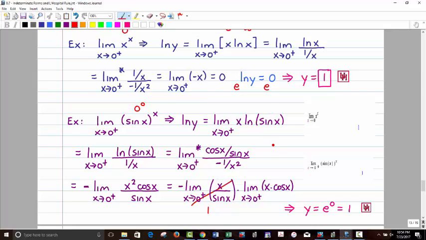There's another 0 to the 0 involving a trig function. That looks like fun. Sine of x raised to the x is 0 to the 0. We put an ln in there, basically ln both sides, and bring the x down, so you have the limit of x times ln of sine of x. And we drop the x down to make it 1 over x on the bottom. And then we'll do L'Hopital's rule.